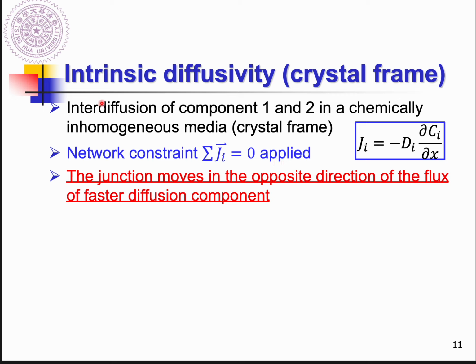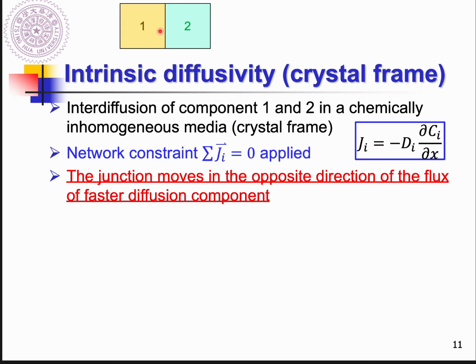Okay, so let's move forward. The intrinsic diffusivity, which is observed in the crystal frame. The material system, as we mentioned for the intrinsic diffusivity, has a concentration variation in our material system. So let's take this as an example.